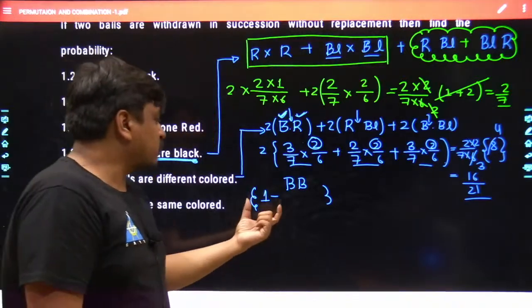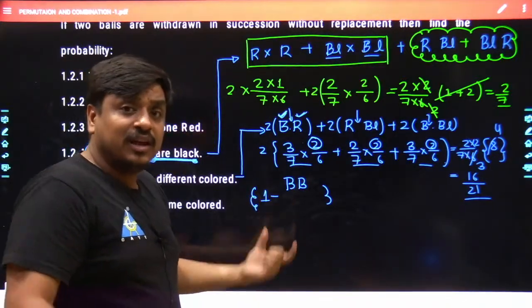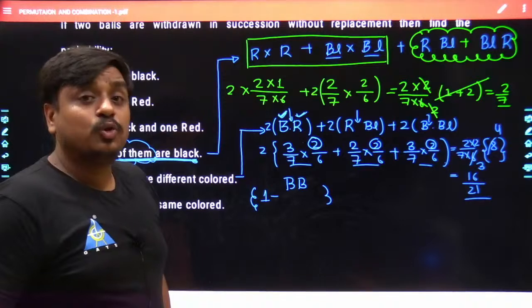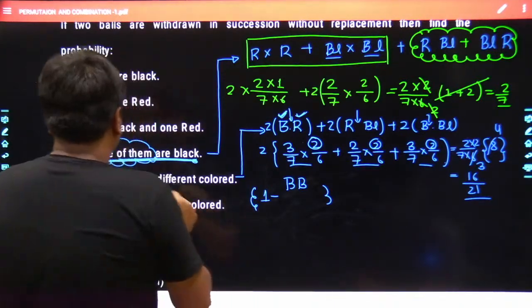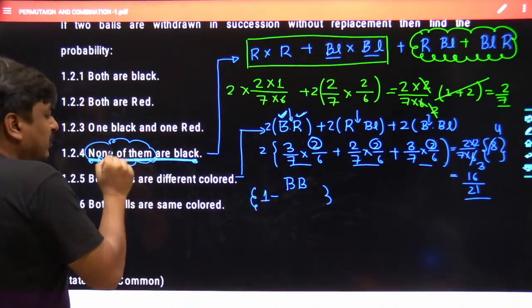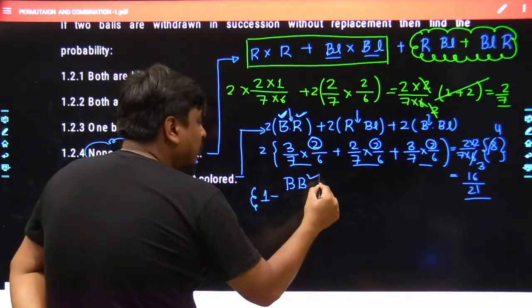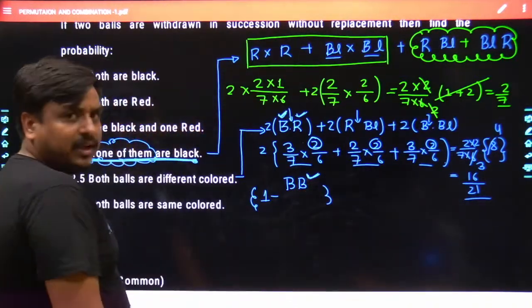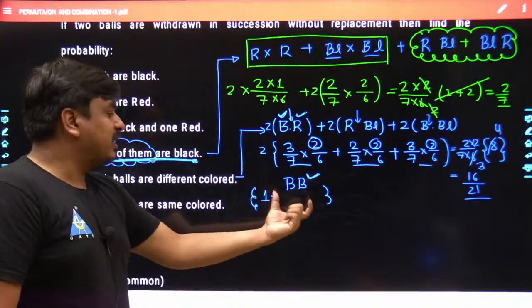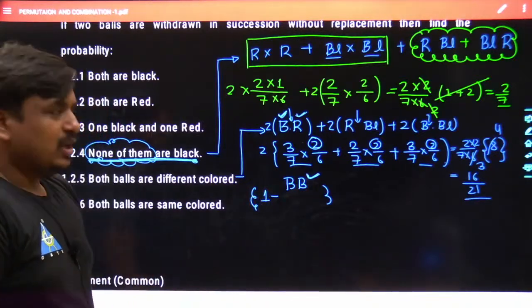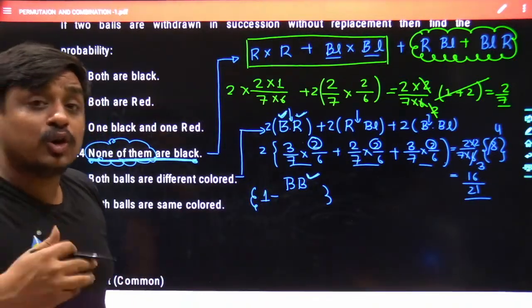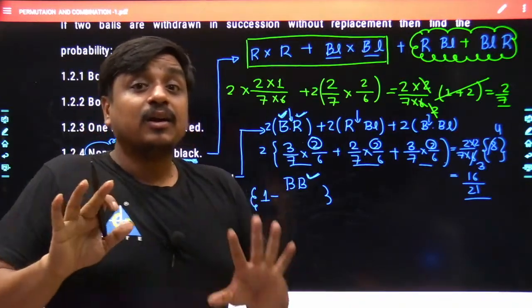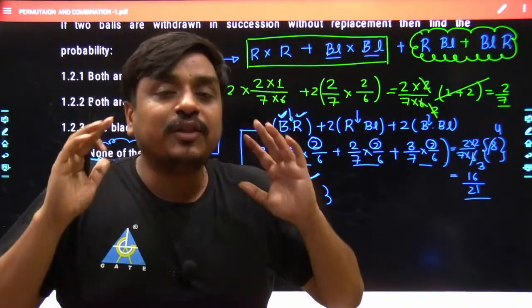I know many of the students would also calculate in this fashion, but they would make a mistake. Just to smash this problem into a simpler form, they would calculate the probability that both of the balls are black, and whatever probability they get, they would subtract from 1. May I know what that means? That means both of them have not been black.